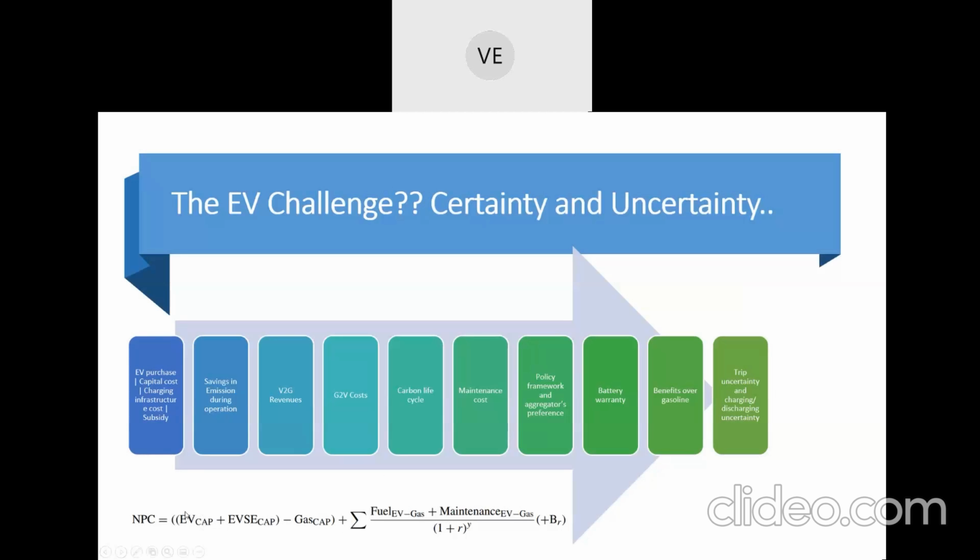EV cap is the capital cost on EV, or the upfront cost on EV. So all positive terms here are costs, and all negative terms are revenues. Okay. So maintenance of EV is a maintenance cost, which is positive, right? Now, fuel cost compared to gasoline. That means fuel cost of EV minus fuel cost of gasoline based vehicle.